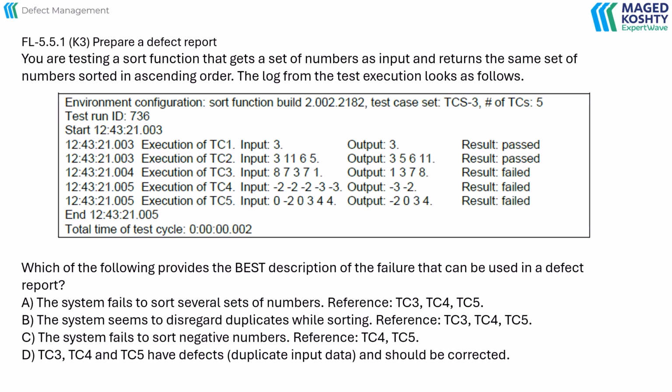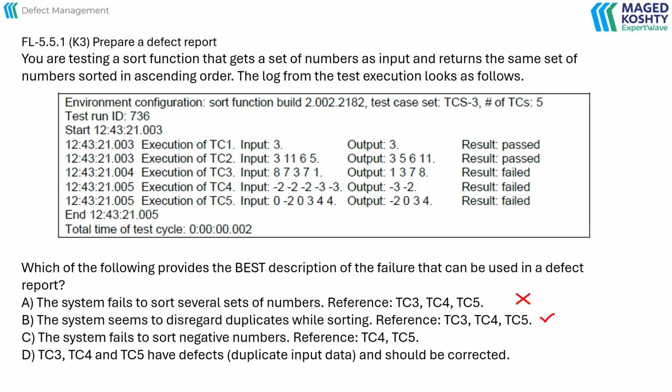A. The system fails to sort several sets of numbers. Even though the statement is correct, the description does not provide any information to help the developer. B. The system seems to disregard duplicates while sorting. This statement is very accurate and efficient. The function seems to ignore duplicates and discard the repetitions.